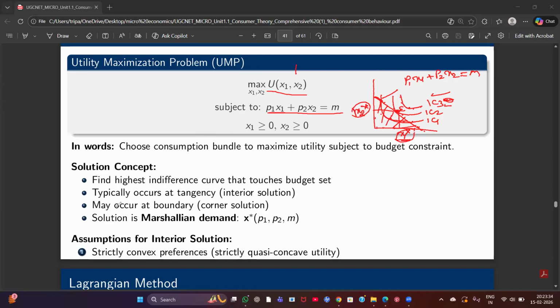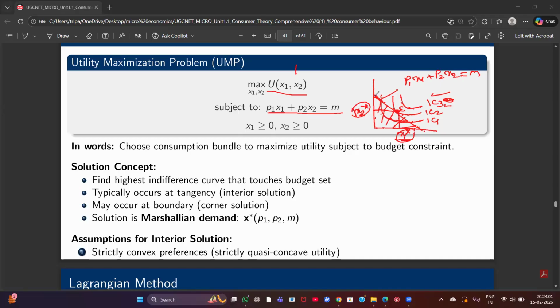We are talking about the corner solution. What is a corner solution? A point or a combination of bundles will be known as a corner solution if in that bundle some commodity is consumed in positive quantity and some commodity is consumed with zero quantity, meaning that some commodity is not consumed at all. That point or that bundle will be called a corner solution.